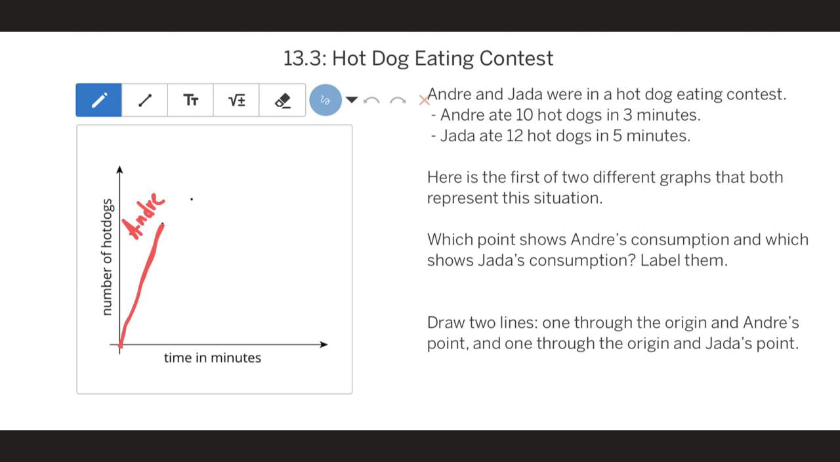Okay, Jada ate 12 hot dogs in 5 minutes. So this one would be her because she ate a little bit more hot dogs, but more time also. So this is Jada. They are both going through the origin because at 0 minutes they have eaten 0 hot dogs. So there's our graph, and that's what we've got it labeled. Yep, we've answered every question that they want. So let's go on to the next slide.